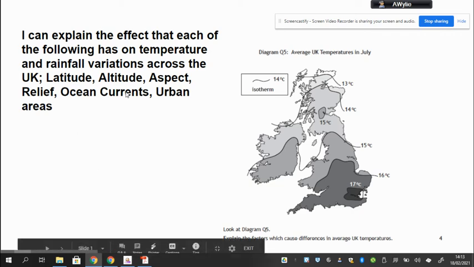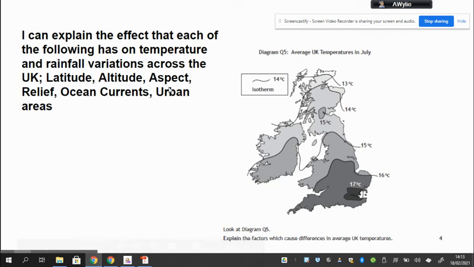The third thing, aspect. Now, this is the direction that something is facing. For example, a mountain slope. If a slope is facing south, it is likely to be warmer because it sees the sun all day long. That's because the sun rises in the east, travels through the south, and sets in the west. A northerly facing aspect or north facing slope will never see the sun because the sun never shines from the north. And that's how aspect can affect temperature. The relief is very similar to the idea of altitude, so we'll just skip that one.